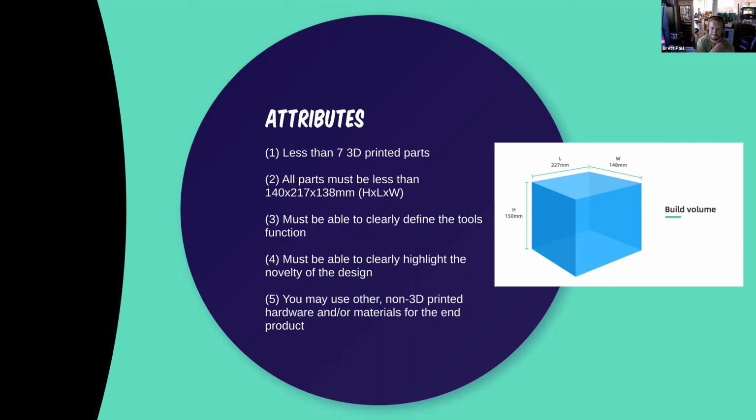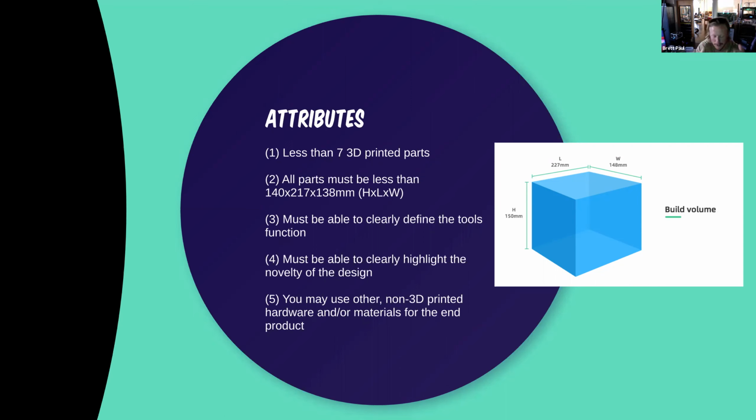And you must be able, in addition to that, to clearly highlight the novelty of the design. What's new about it? What's different? Maybe you're improving something that already exists, like changing the ergonomic handle on a hammer and telling us why. But you must be able to clearly highlight the novelty of it. And again, you can use other non 3D printed hardware or materials to finish this assembly.